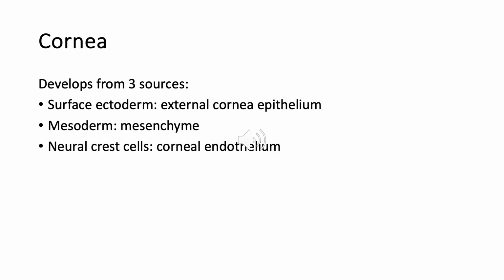Then we come to the cornea. It's very easy to remember this because it's similar to the three sources we mentioned for the development of the eye. You have the surface ectoderm, which will form the external corneal epithelium. You have the mesoderm, which will contain the mesenchyme. Then the neural crest cells, which will form the corneal endothelium.